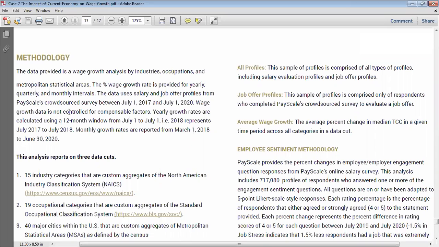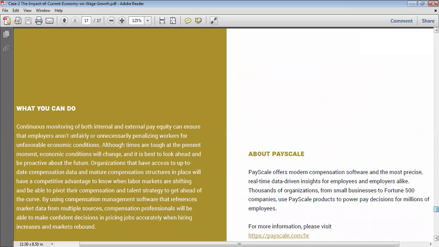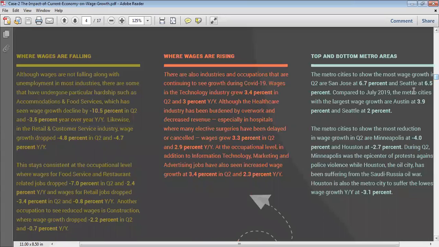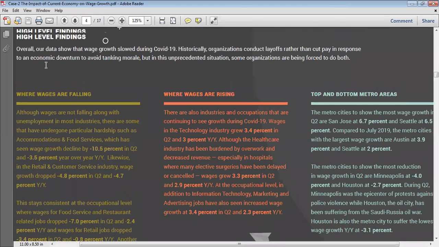Wage growth data is not controlled for compensable factors. Yearly growth rates are calculated using a 12-month window from July 1 to July 1. That is, 2018 represents July 2017 to July 2018 data. Monthly growth rates are reported from March 1, 2018 to June 30, 2020. So this way they have created this white paper. Other details we'll read later. So let me make a beginning with the high level findings.